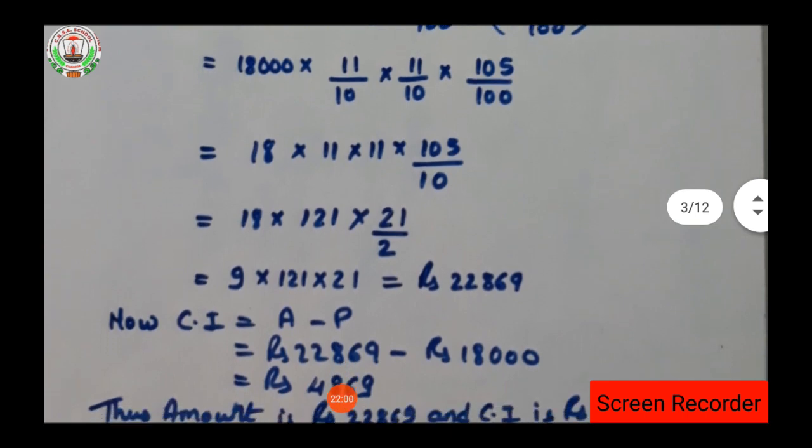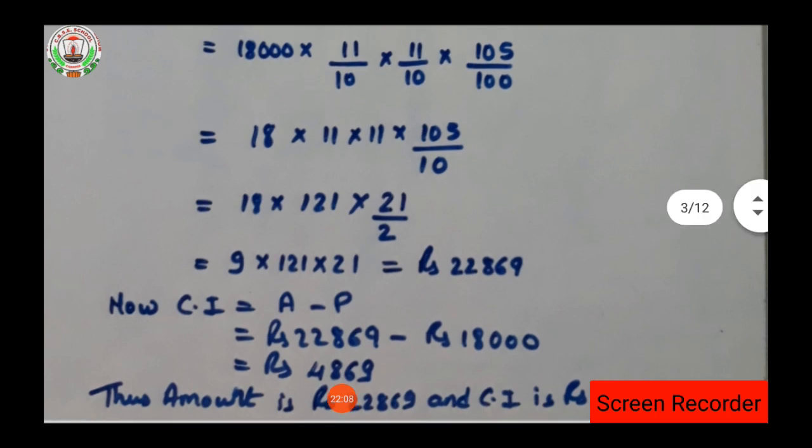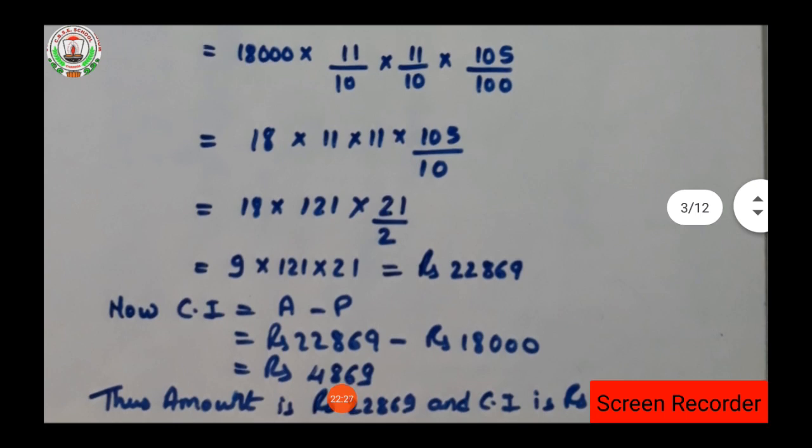So what will the answer be? The answer will come as rupees 22,869. What is the number? 22,869 is the answer while calculating the number. You can multiply the numbers and see whether that is coming or not. So what is the amount we are having here? The amount we are having is 22,869. Now what do we have to calculate here?